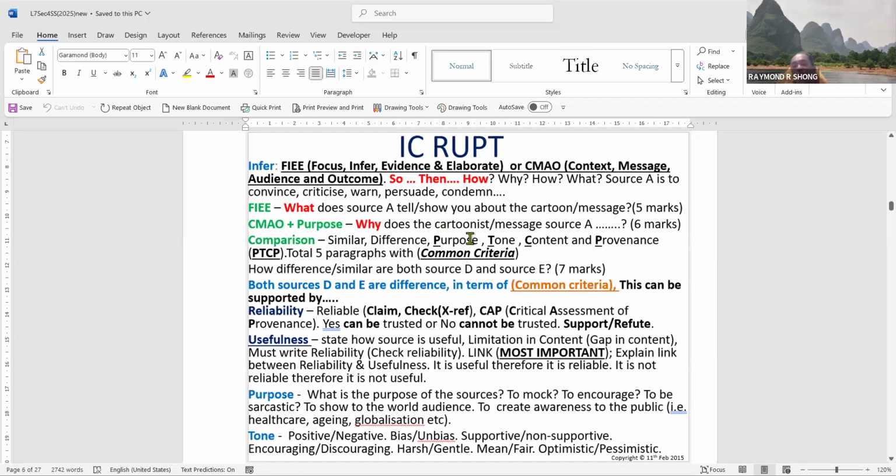Then they might ask you for purpose and tone. So far, I'm not sure if the school tells you this. You must have 1 paragraph of similarity, 1 paragraph of difference, and then you must say, they mention source A and C. Let's say they compare source A and C. Source A and C both have different purposes. One purpose is to mock the government, that means to make fun of the government. The other one is to support the government in their policies. Then the tone will be. Give me a minute, I just need some water.